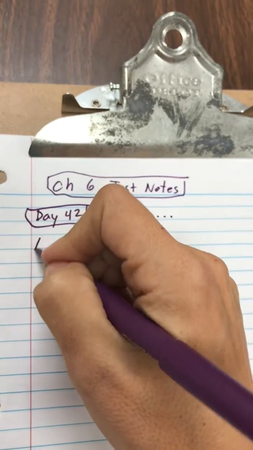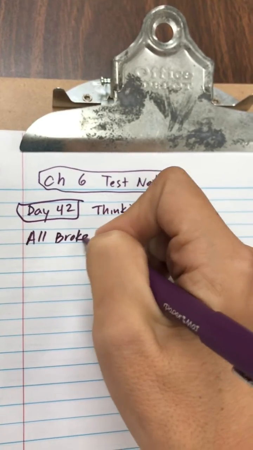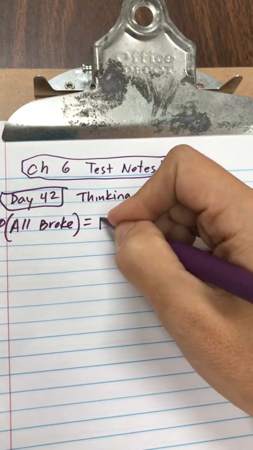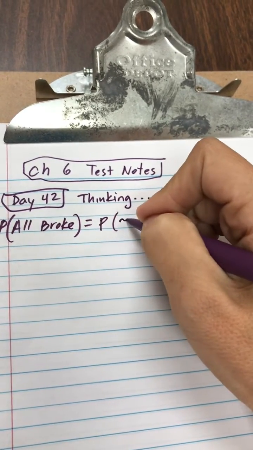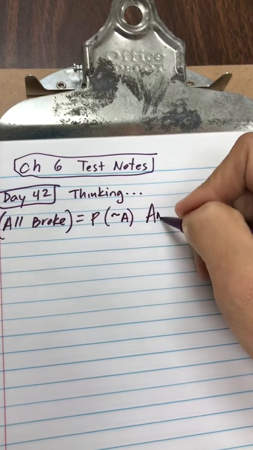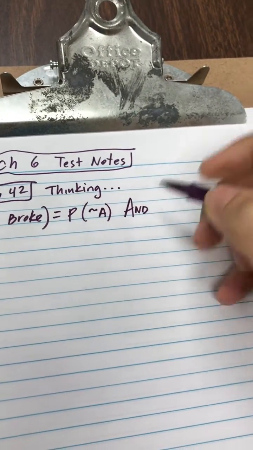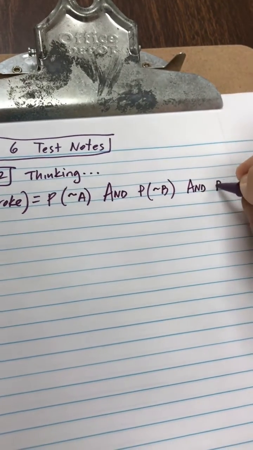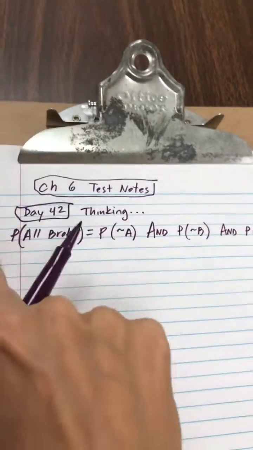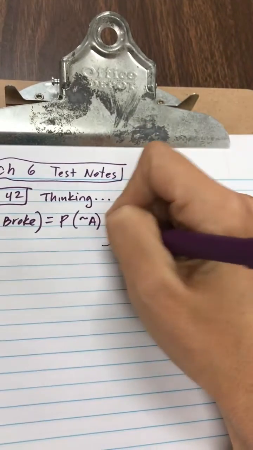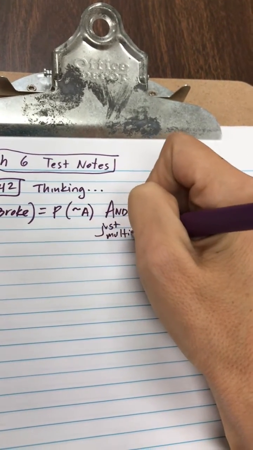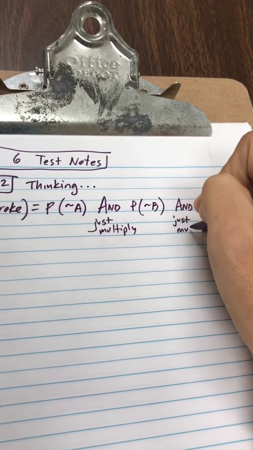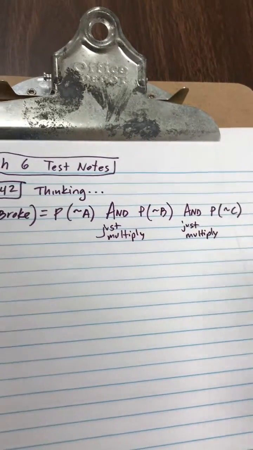So when they say all broke, they technically mean the probability of all broke would be the probability of not A working, and we can use a symbol or just the word, all capital A's, and the probability of not B working, and the probability of not C working. And that's what all of them broke would mean. And we just need to multiply each time here when we use the and, because we need both situations to happen at the same time, and both of them are independent.